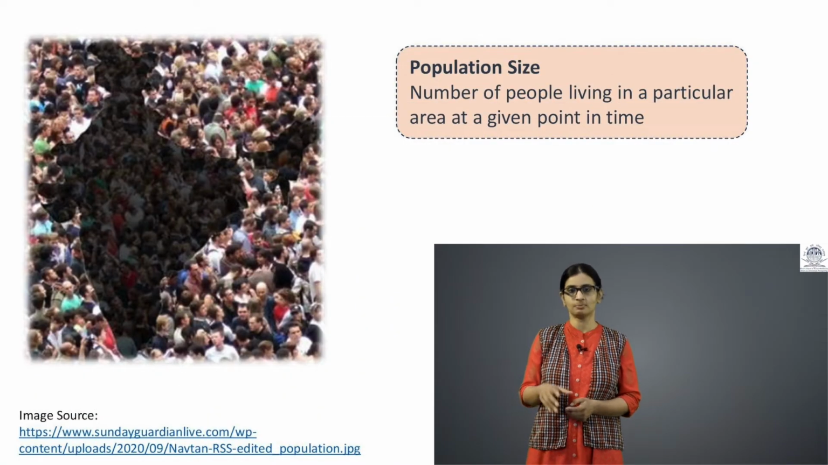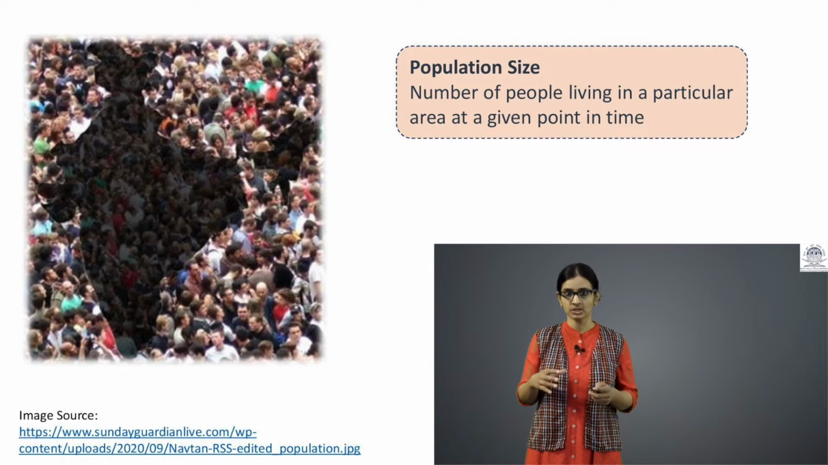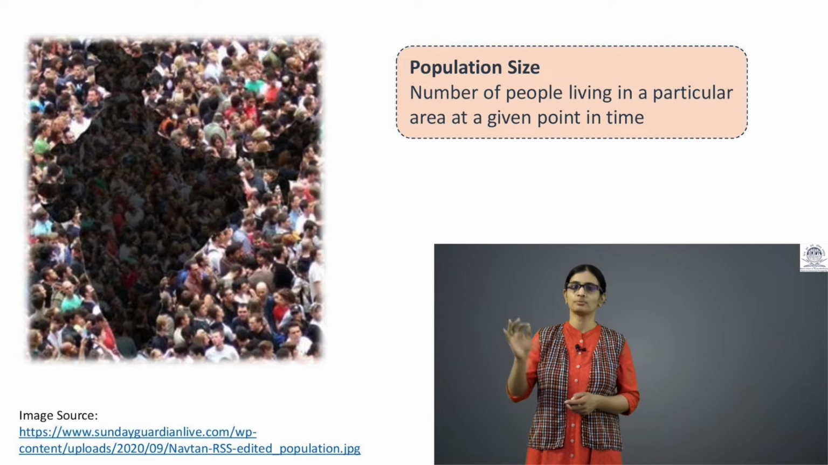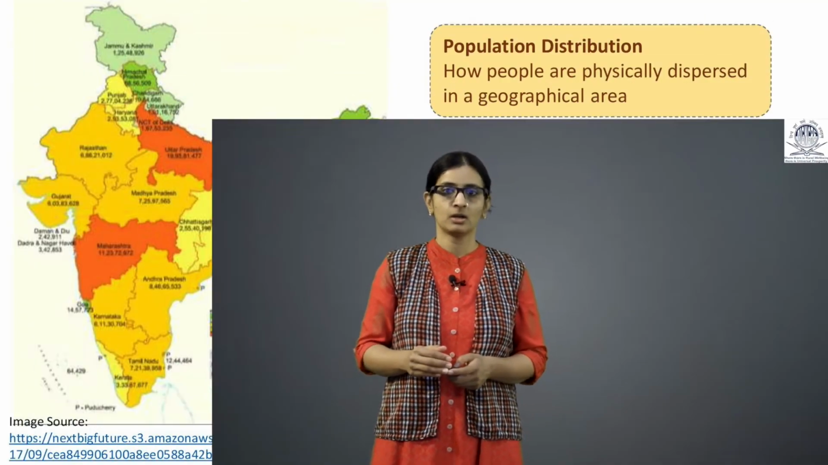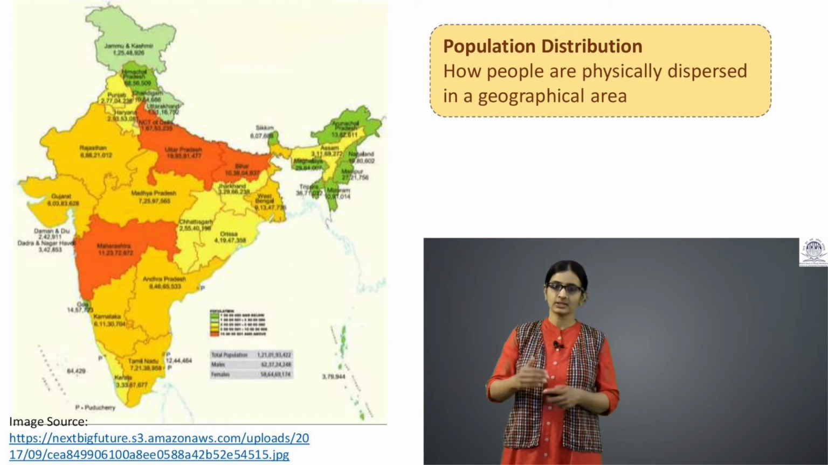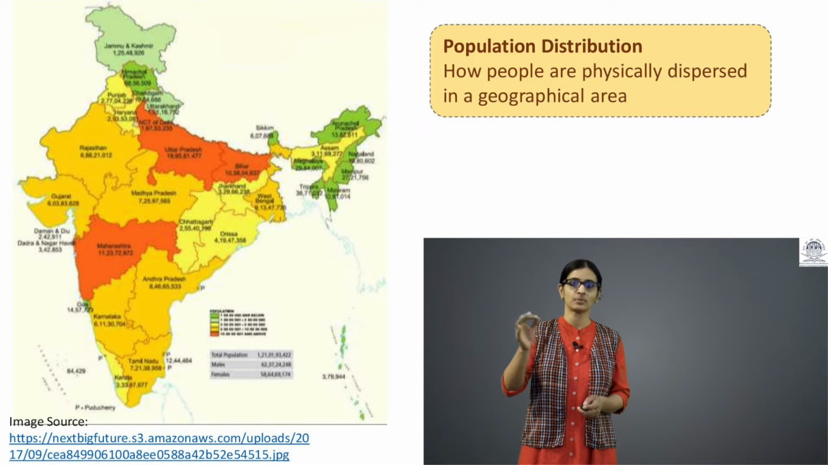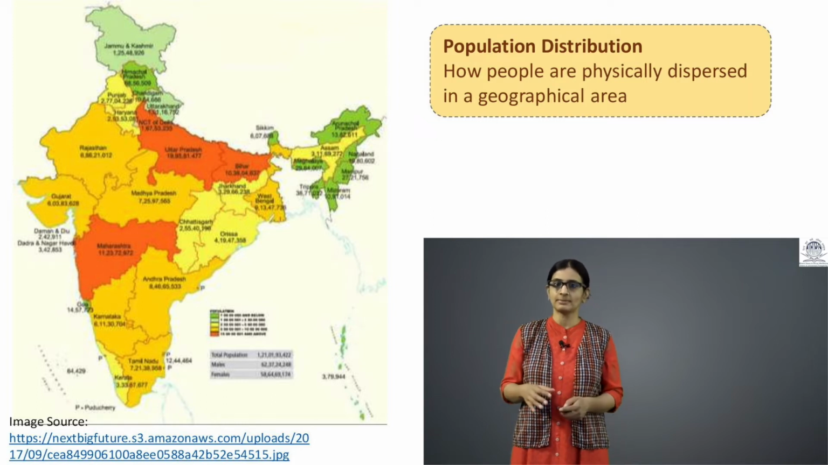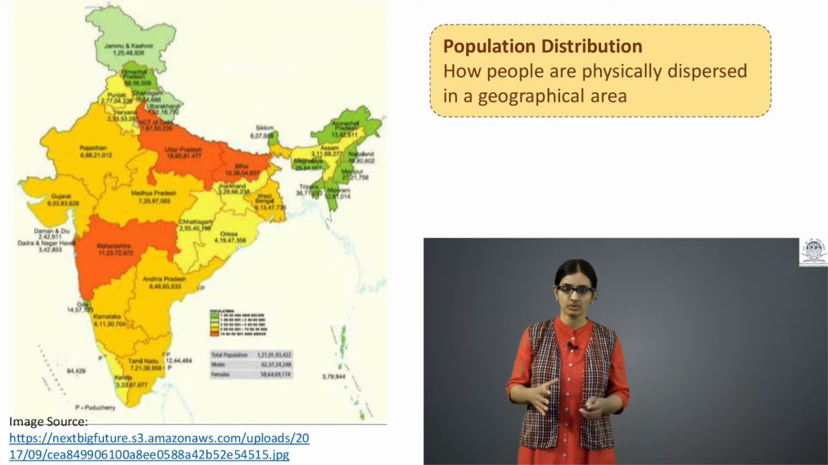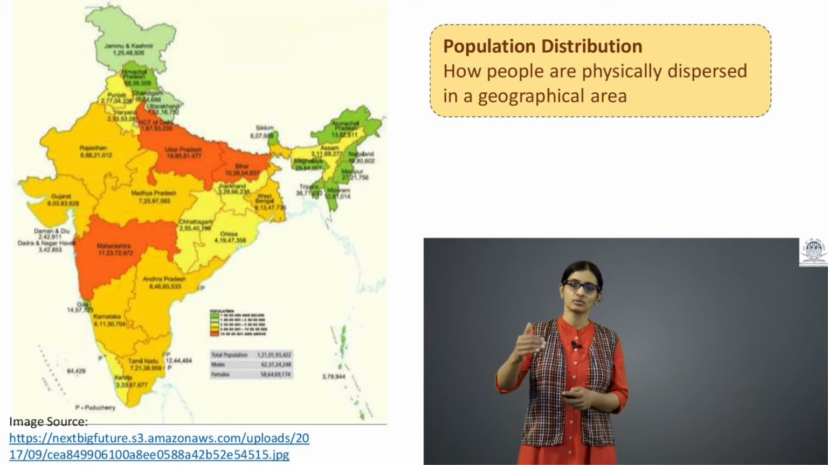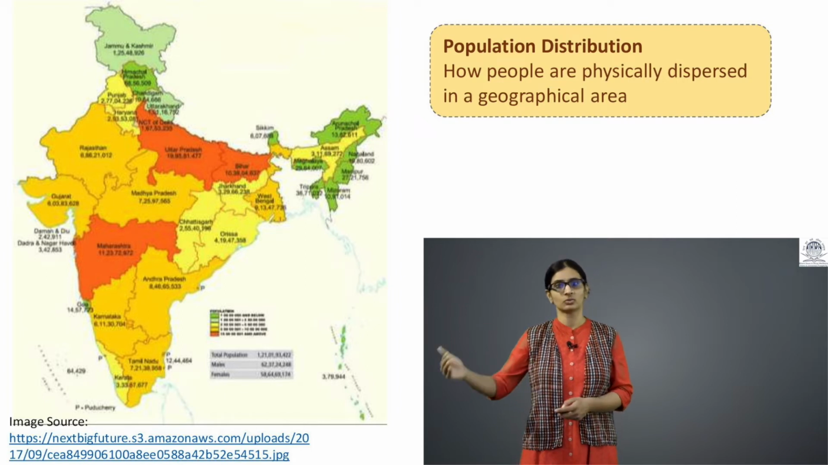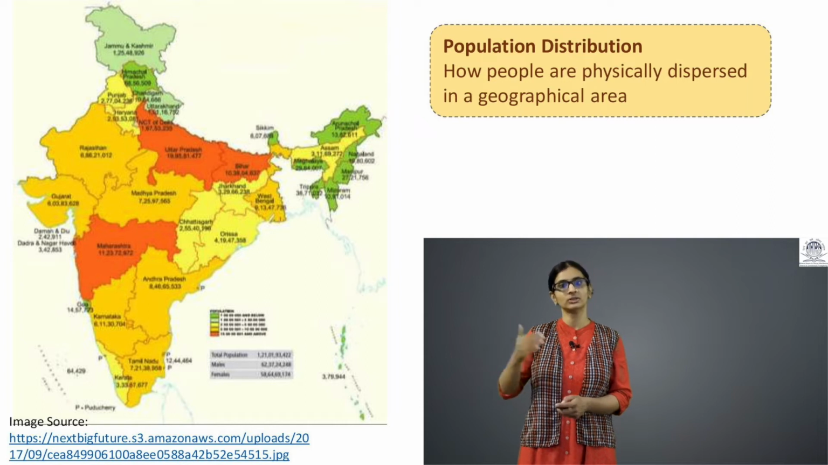Population size. Population size refers to the number of people living in a particular area at a given point in time. So, for example, India's population in the year 2011 is so and so. How people are physically dispersed across a geographical area is population distribution. For example, India has a total population which can be distributed state-wise or district-wise or further block-wise or further village-wise.